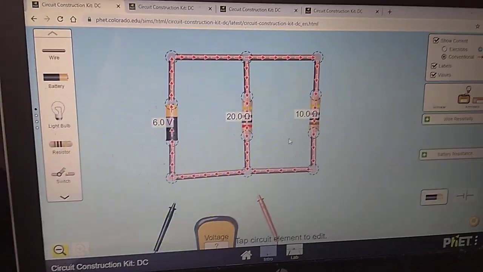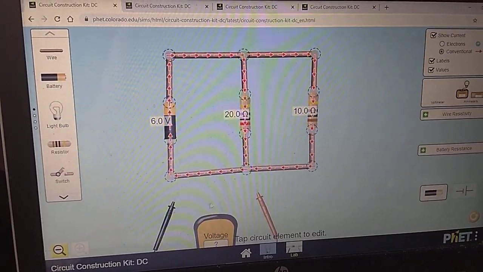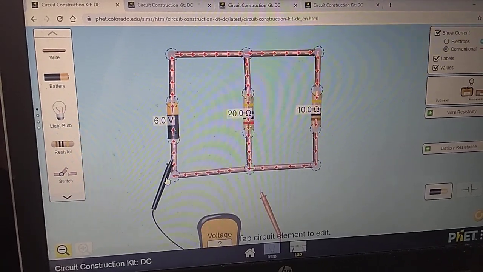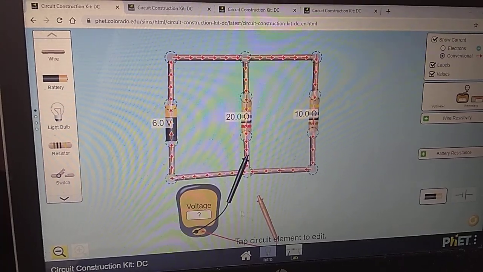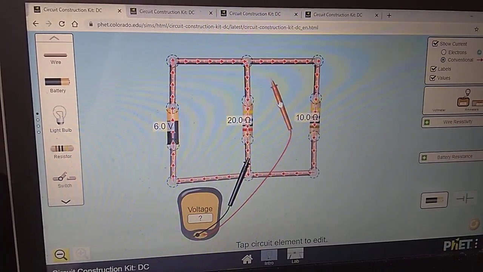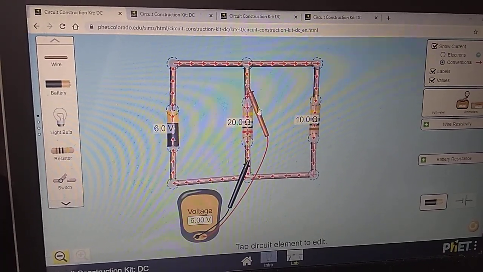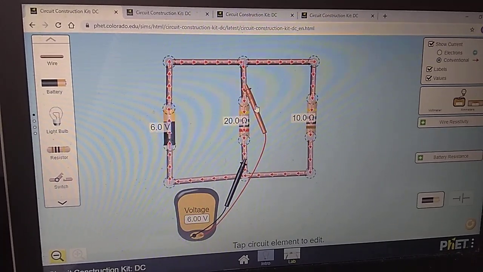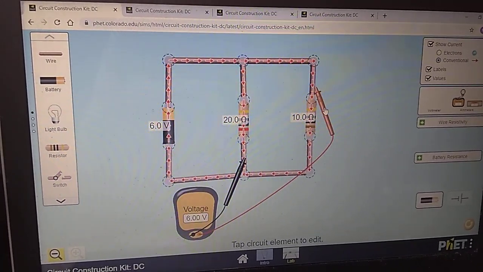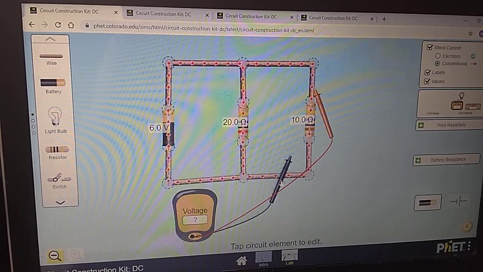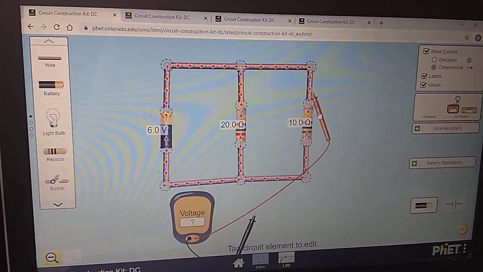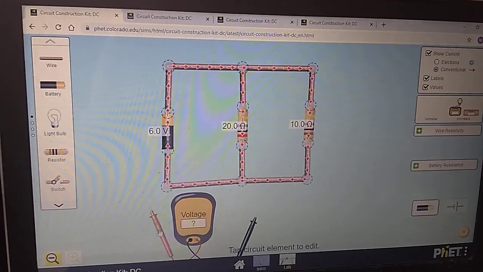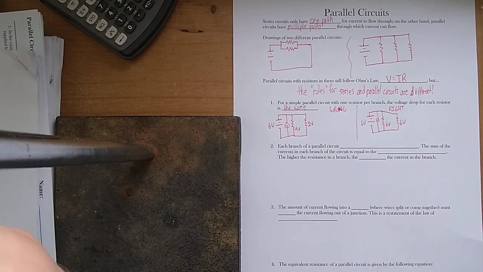We go over here to our setup. We know it's a 6-volt battery. Let's look at the voltage drop from both of these resistors. 6-volt battery. That's a 6-volt drop, and so is this. Okay, so that's proof of what we've been saying. The voltage drops for resistors in a simple parallel circuit like this must be the same as the voltage drop of the battery.